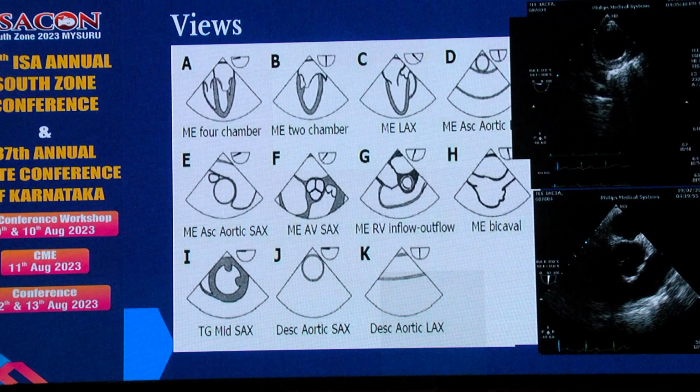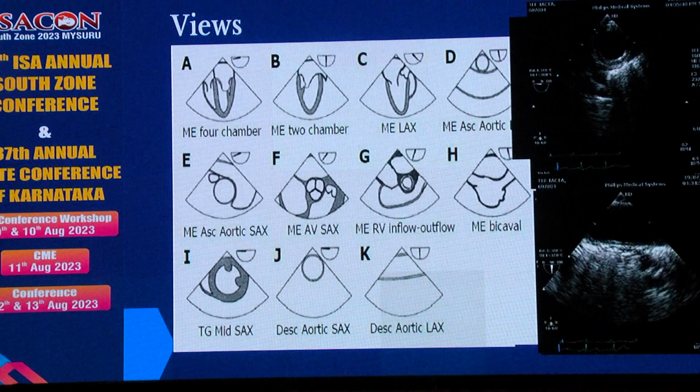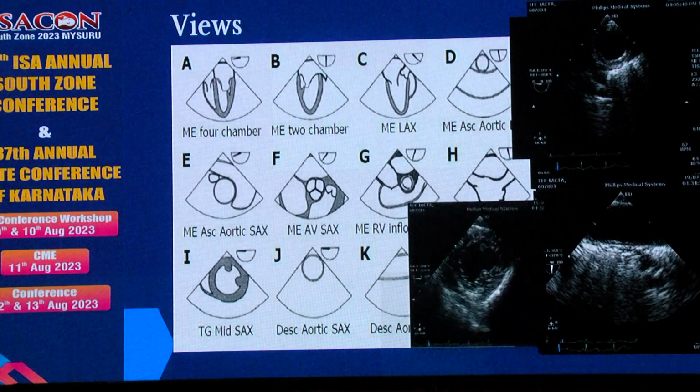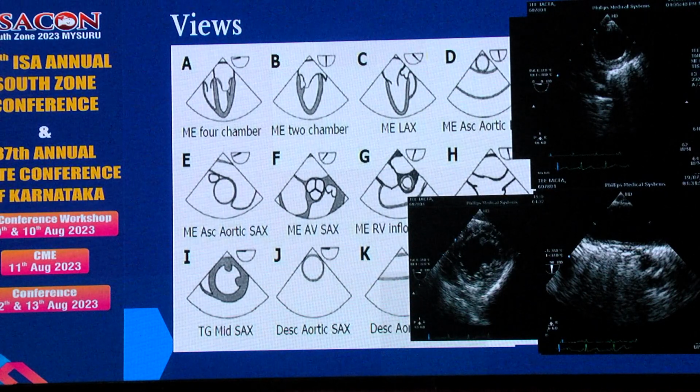Then we have the most important one, the descending aortic view. And then we have the descending aortic long axis view. And most importantly, the LV short axis view. So these are the views roughly we need to know when we are interrogating with TEE.